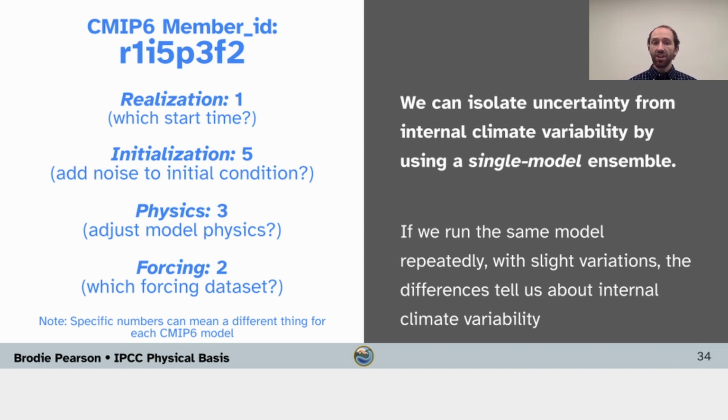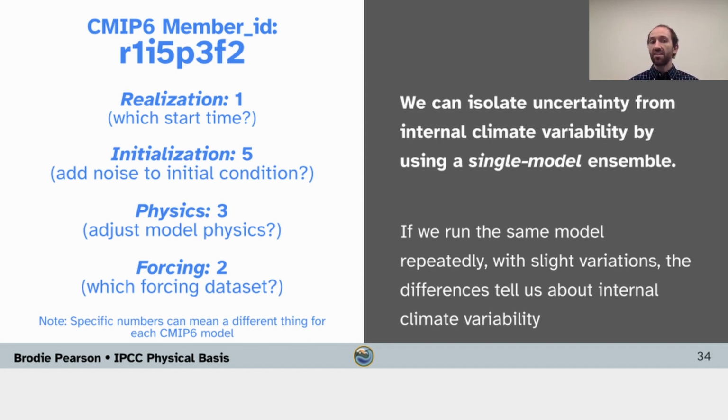You can also initialize, which is the second number, with different conditions. So you can take an initial condition and you can add some noise to that initial condition. It could be random, it could be systematic, but you can do that in different ways and create different initializations of your model. You can also adjust the physics and the forcing, like different parameterizations or slightly different forcing data sets. Those last two are things that change the physical system.